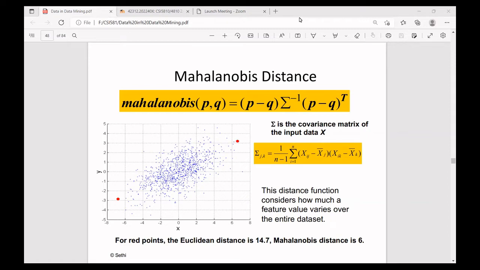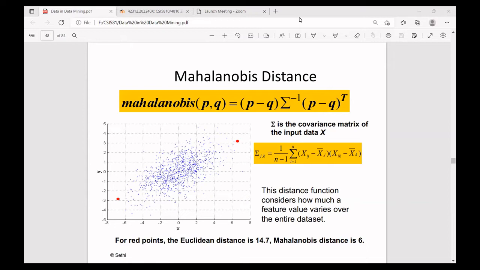All right. Now let's look at the equation for the Mahalanobis distance function. If you are given 2 vectors, P and Q, or 2 points in a high dimensional space, first point is P, second point is Q, then the Mahalanobis distance between those 2 points is given by the equation P minus Q multiplied by sigma inverse multiplied by P minus Q transpose. Remember, P and Q are vectors, all right? So assume that they are column vectors of n dimensions. Then P minus Q will be a vector. P minus Q transpose also will be a vector.